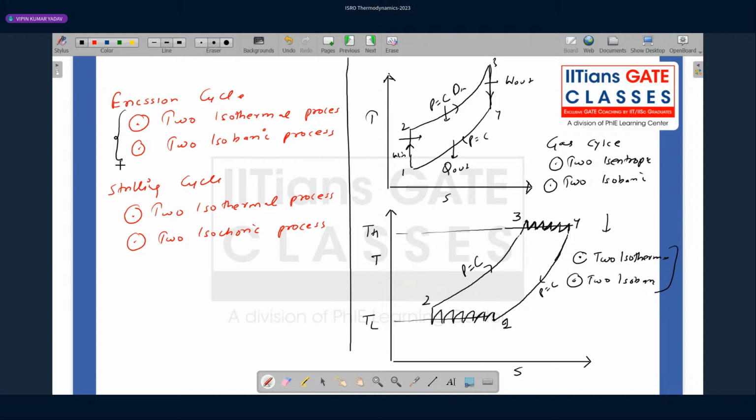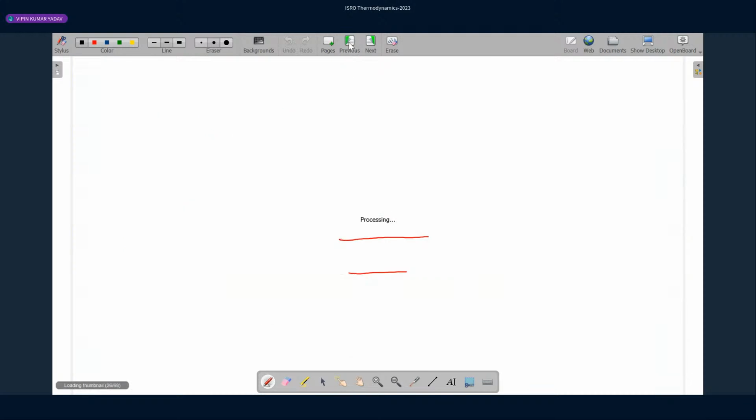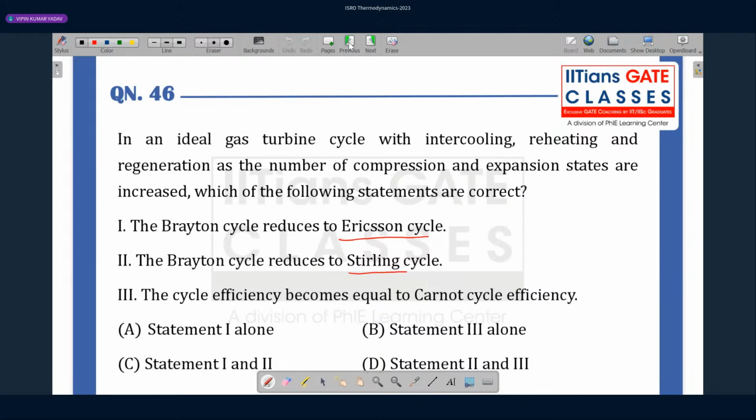What do you achieve by doing infinite number of compression and expansion stages? Your Brayton or gas cycle becomes close to the Ericsson cycle. So what is the correct answer? Statement 1 alone is correct, because this is not correct. So only one is correct. I hope it is clear.